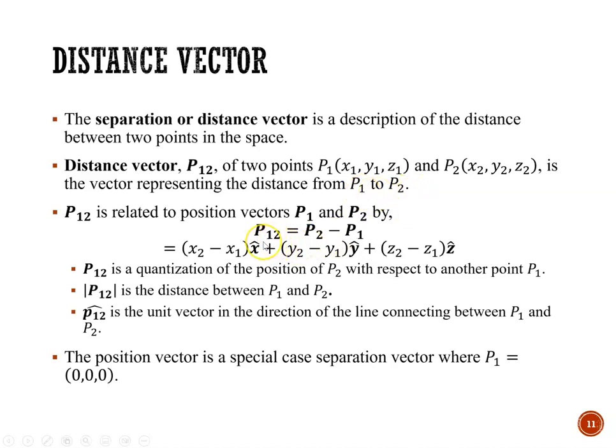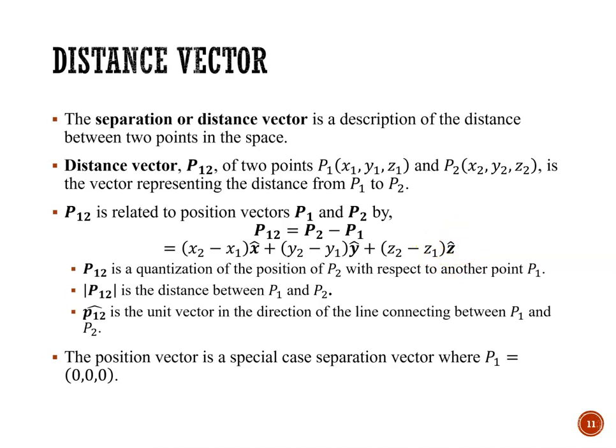You can calculate it from the position vectors P1 and P2 by subtracting P2 minus P1. So you have P12 equal to P2 minus P1, which means (x2 minus x1) times x hat, the unit vector, don't forget that, plus (y2 minus y1) times y hat, the unit vector, plus (z2 minus z1) times z hat.